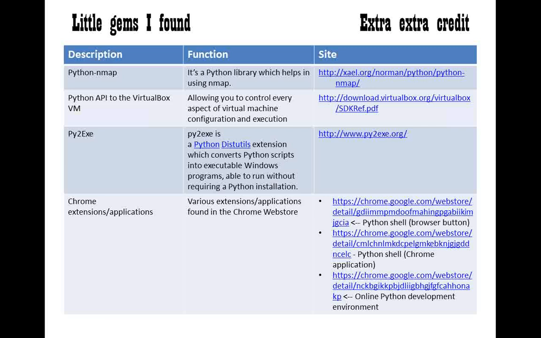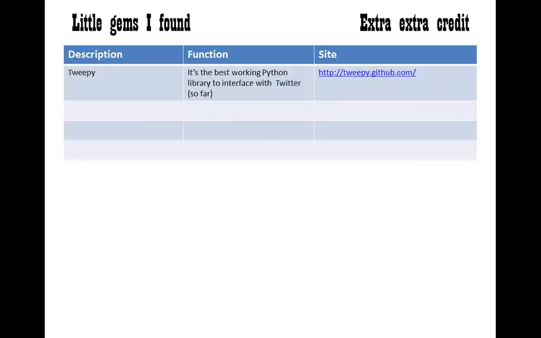I found some various Chrome extensions and applications. There were three that really jumped out at me. There was a Python shell where you just add it from the web store, and it adds a little browser button where, bam, you can bring up a Python shell. There was a Python shell Chrome application, and then there was an online Python development environment. That one was pretty cool to play with.